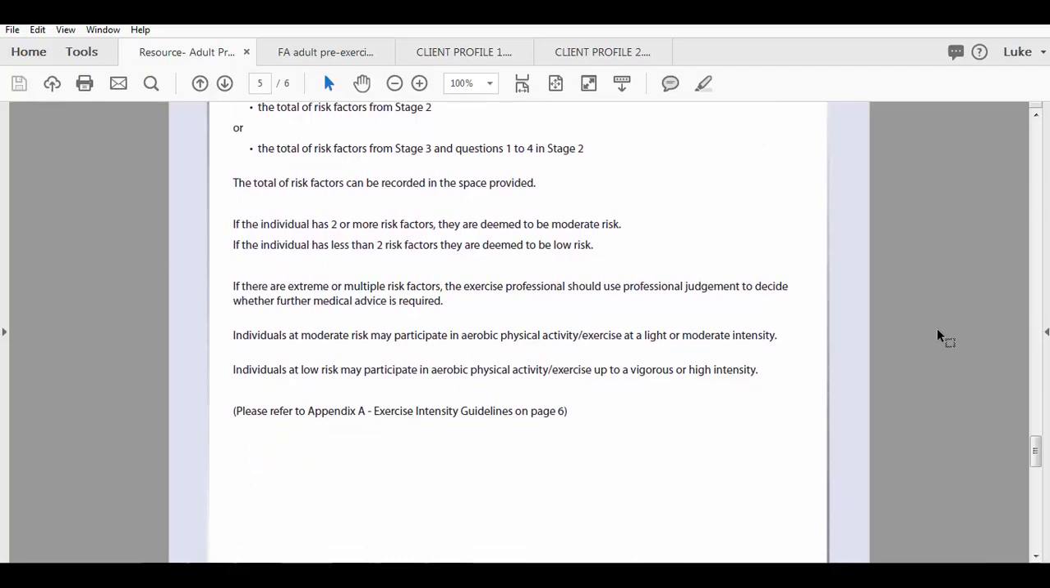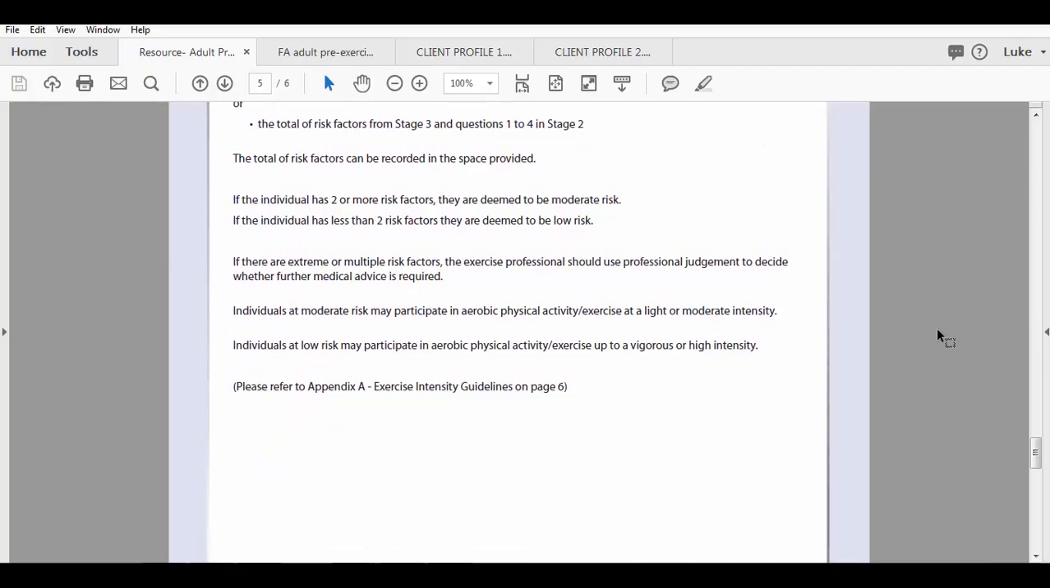Now, with stage 2, if an individual scores 2 or more risk factors, they are deemed to be at moderate risk. If an individual has less than 2 risk factors, they are deemed at low risk. If there are extreme or multiple risk factors, say 3, 4, 5 or 6, the exercise professional should use professional judgment to decide whether further medical advice is required. Really high risk factors should be sent off for referral, guys.